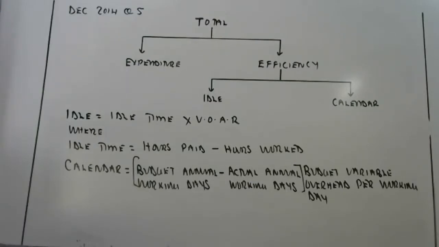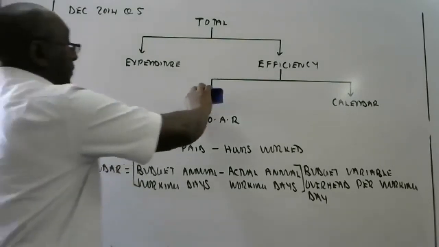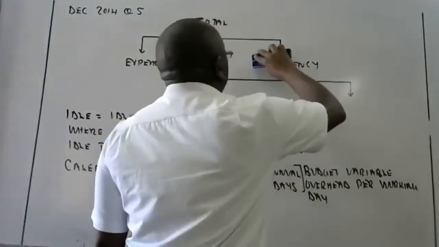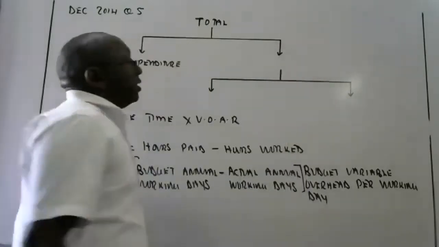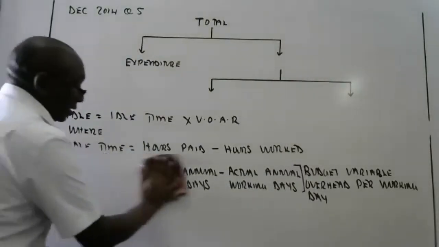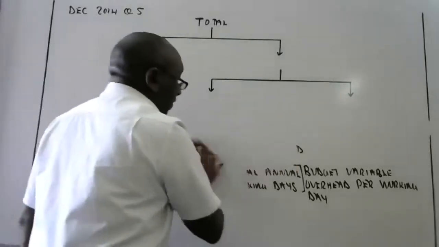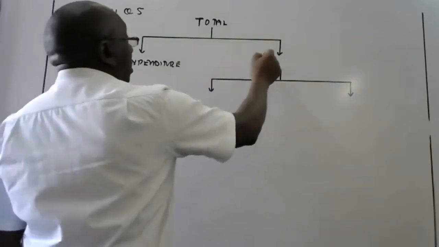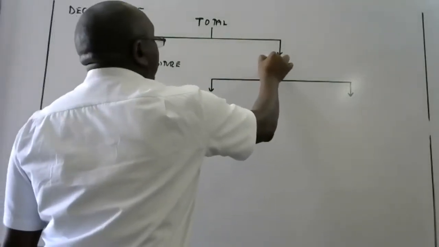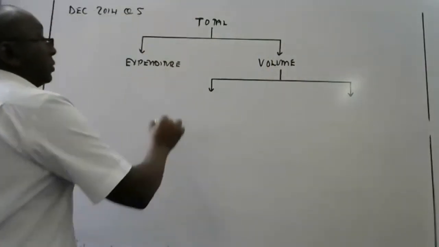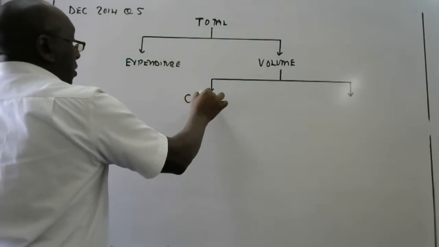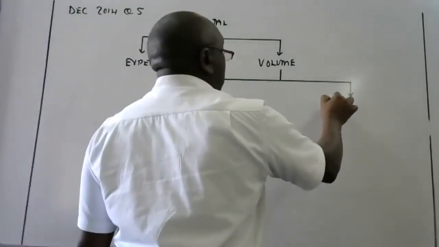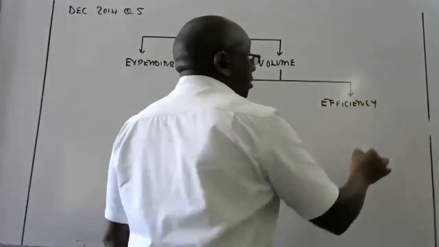Turn to the next one. Fixed overhead cost variances. So here you have the total, which is divided like this. That is how.